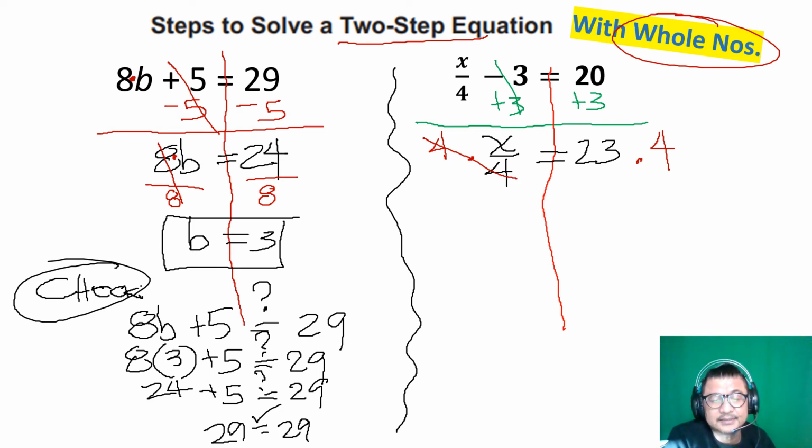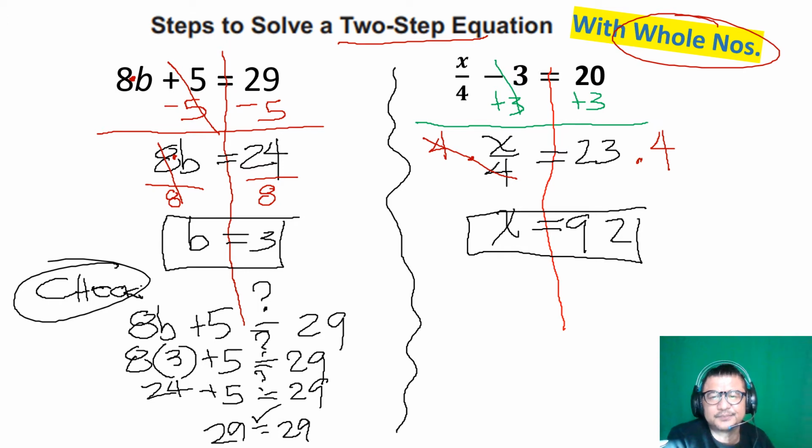So 1x is simply what? X alone. Finally, X said I'm alone. So 23 times 4 is 12, carry 1, 92. Okay, 92. Let's try this now. Check.